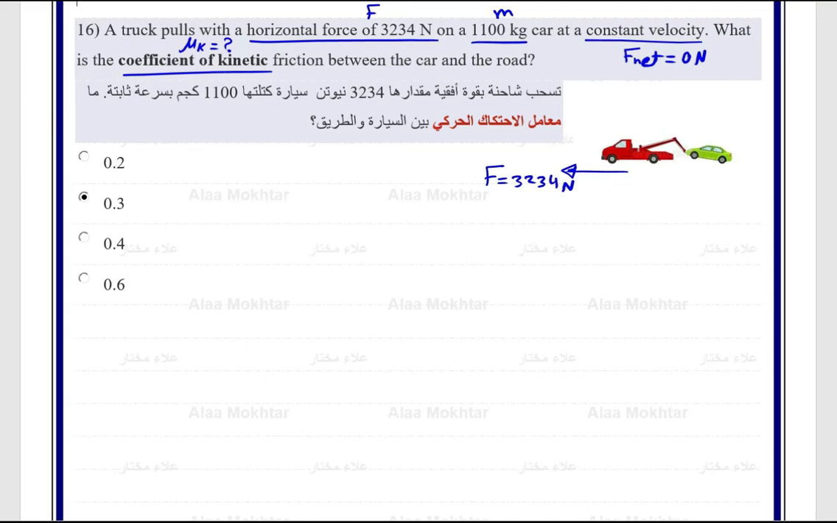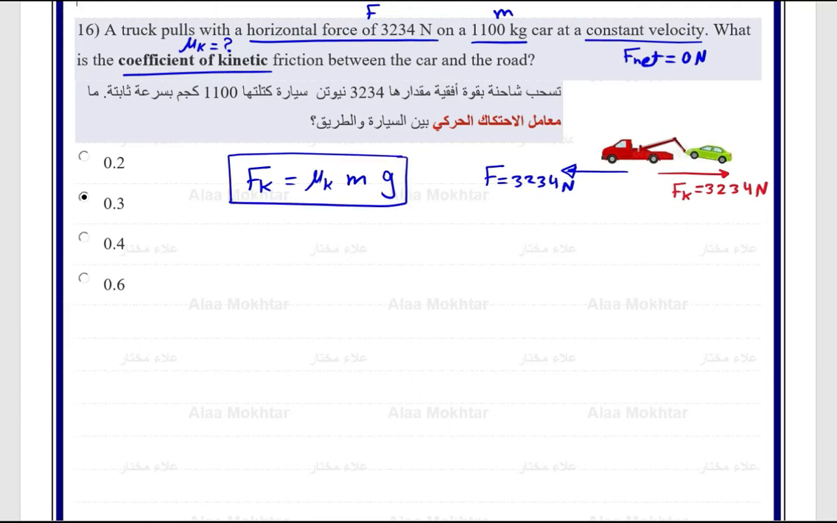There is a coefficient, so there is an opposite force. It is named Fk, equal also to 3234 Newton, because F net equals 0, so that the right force equals the left force. Good. And we just write Fk equals mu k times m times g, mu k mg.